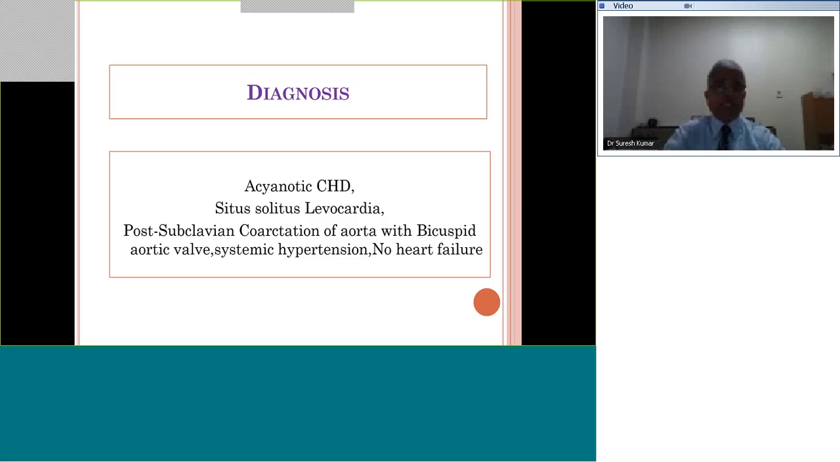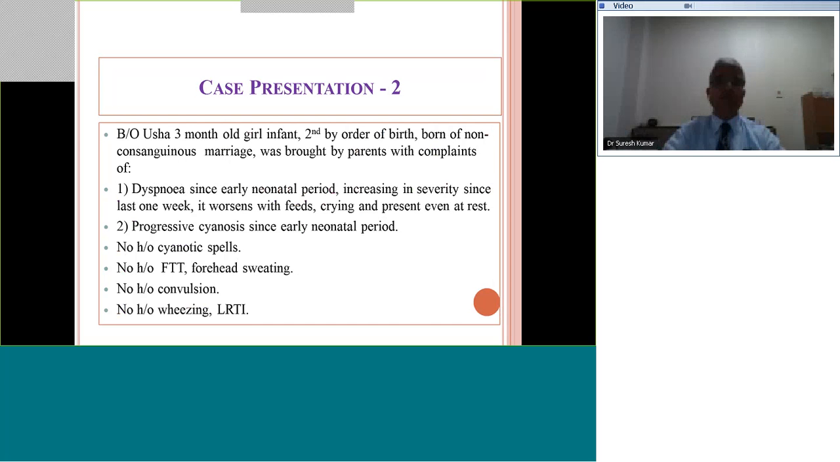But you describe it as acyanotic congenital heart disease, situs solitus levocardia, post-subclavian coarctation of the aorta with bicuspid aortic valve, systemic hypertension, and heart failure. So the different parts, the group of the diagnosis has been mentioned, the actual diagnosis has been mentioned. This is how you would describe a history.